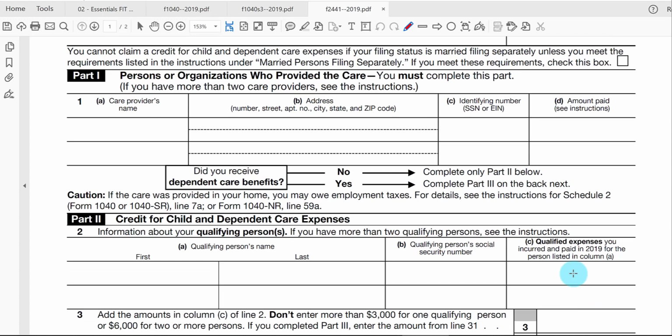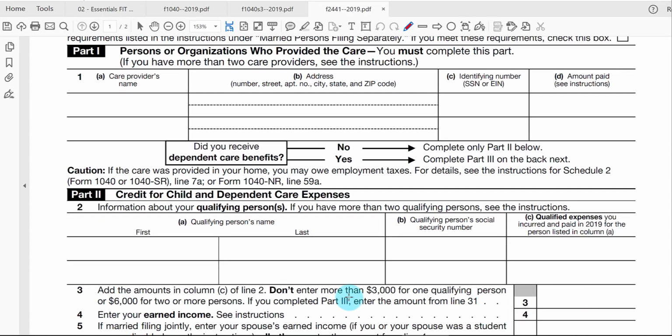Now the maximum amount you can put here in part 2 is $3,000 per person. And the maximum you can claim for the whole year is for 2 people. That means a maximum of $6,000 for the whole year. Yeah, that's 2 for $6,000.